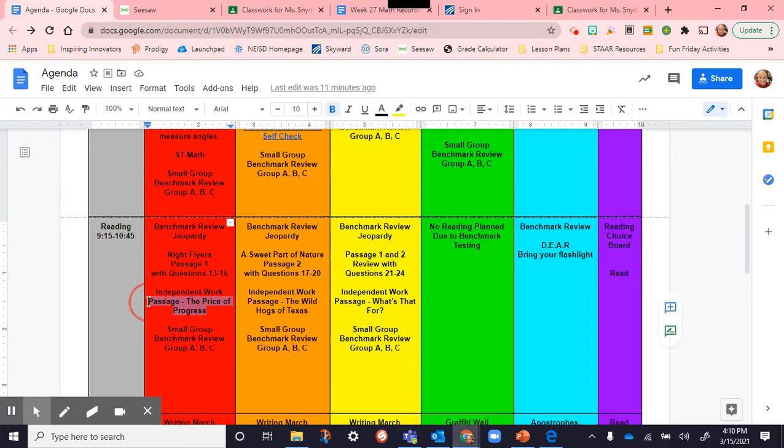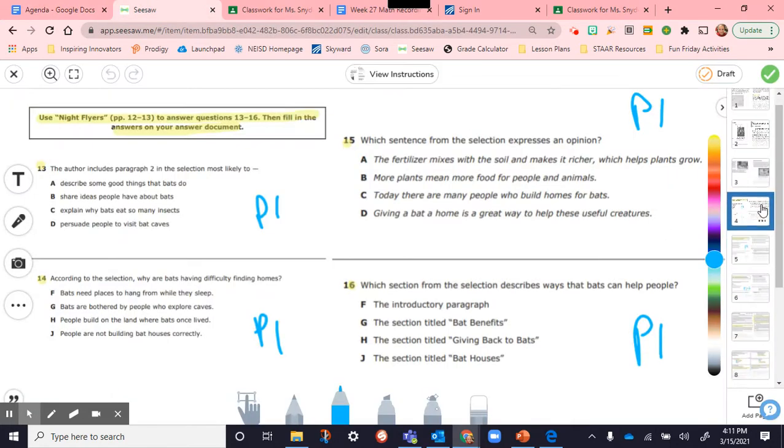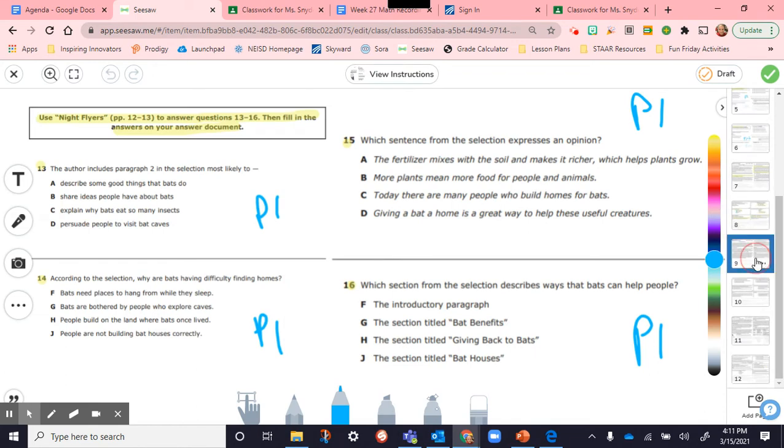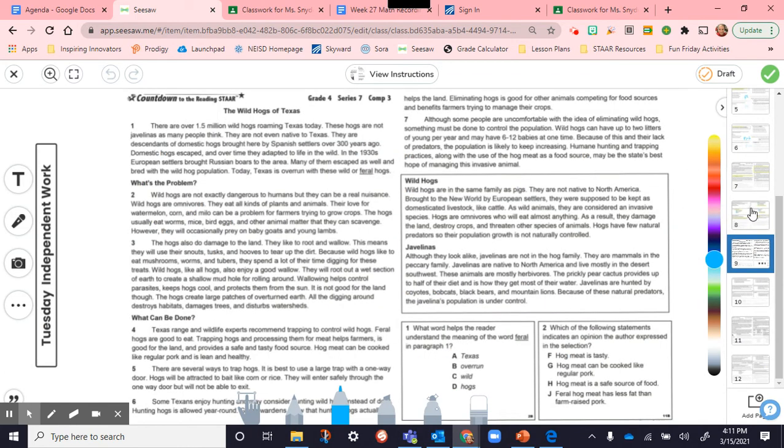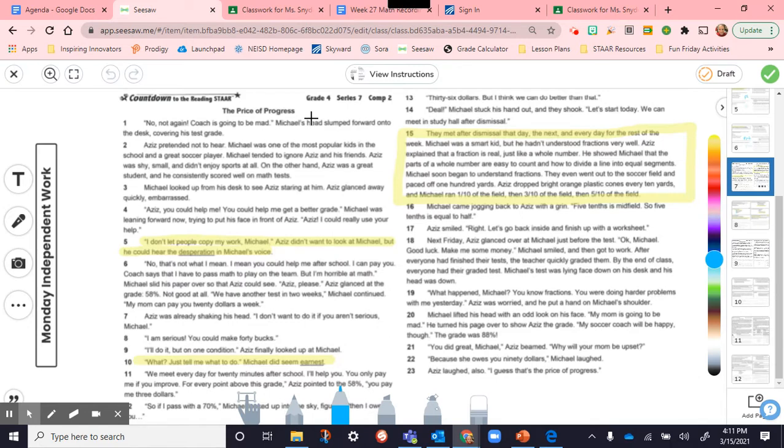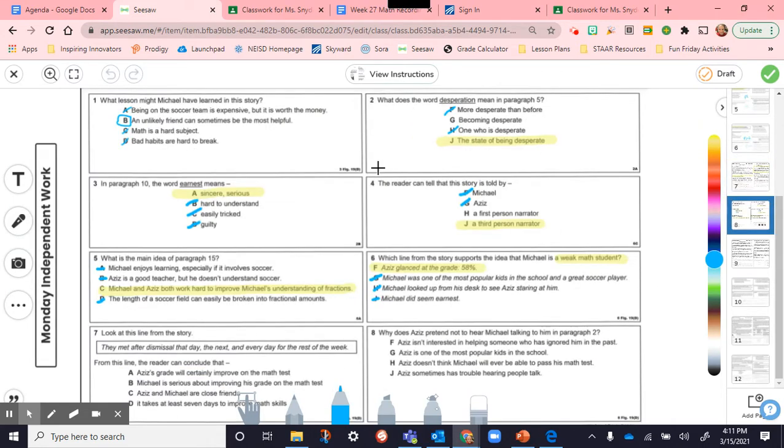And this, The Price of Progress right here, we did this at the end of the day. We ran out of time, so we did this at the end of the day. It is right here, The Price of Progress. So this is talking about a couple boys that work together, and one is helping tutor in math. And then here's the questions that we went over and completed for intervention time. And then so you can draft that once you have that completed.